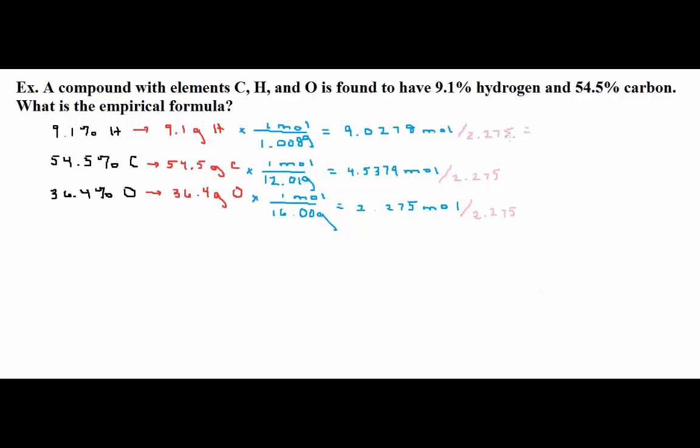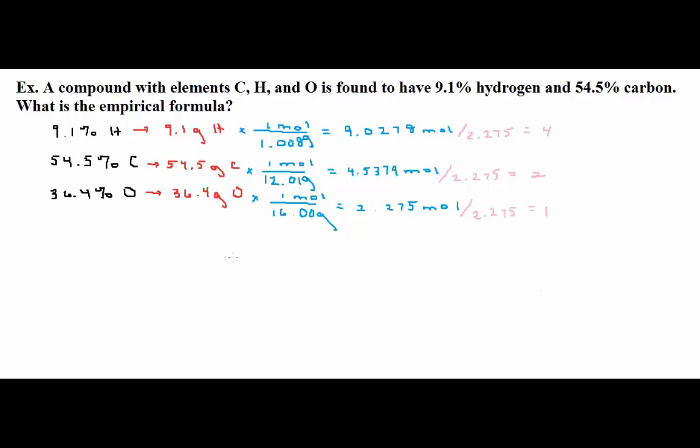So when I divide 9.0278 by my smallest number of moles, I get 3.968. Now, 3.9 is within 1/10 of a whole number, which is 4. So I'm going to put 4 right there. I can round that. 4.5 divided by my smallest number of moles gives me 1.99, which is 2. I can round that. And this is going to be 1.